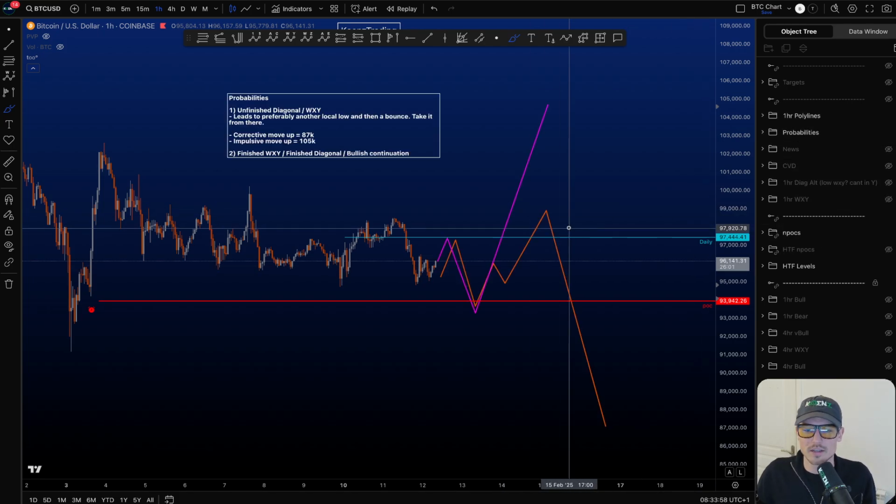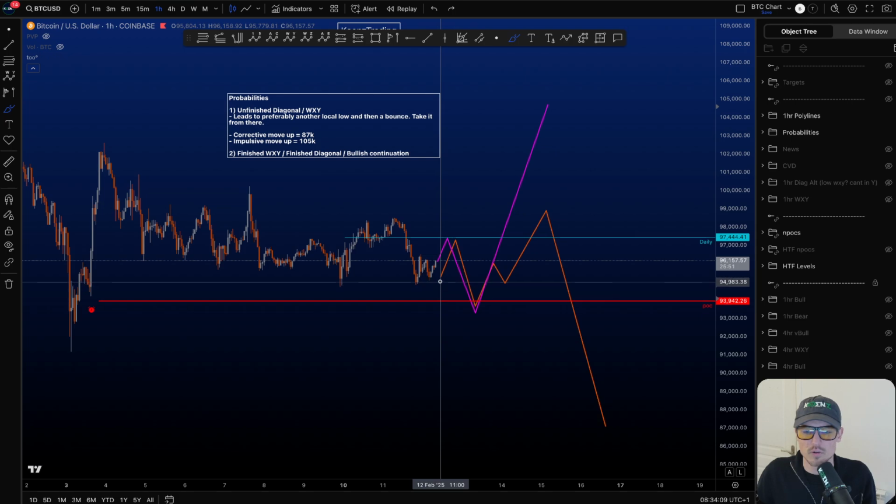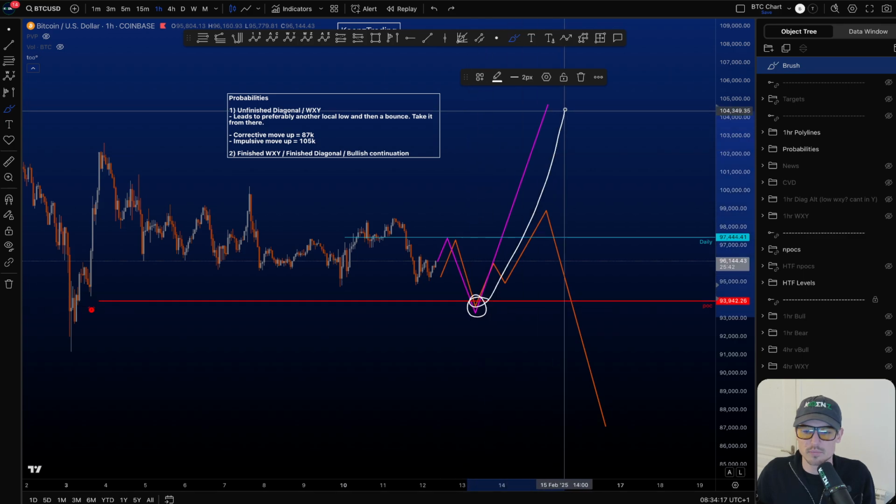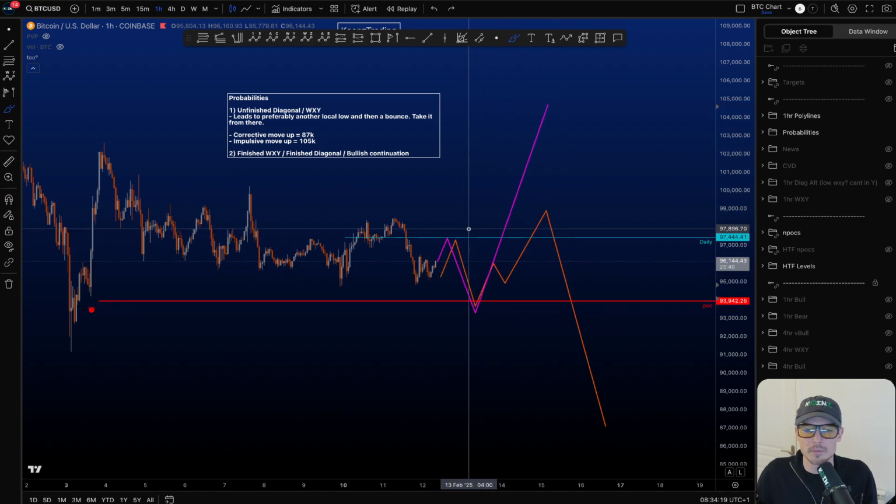And if we then look at the probabilities and the polylines, then actually in both of the cases, we are looking for a bounce. So the probabilities are higher for either an unfinished diagonal, which is the orange line where we still want to see one more low, 3-wave up and then a move down, or the WXY, where also preferably you actually test support and then move towards the upside.